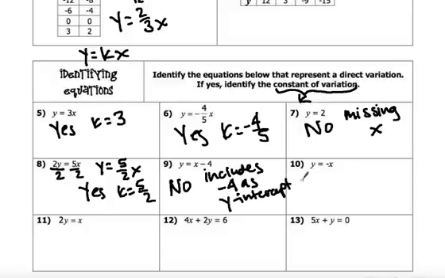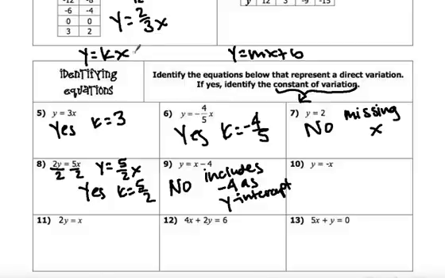Now I said that it includes negative 4 as the y-intercept. Remember when we talked about y equals mx plus b? And we talked about how that was going to be a straight line. Y equals kx, which is our direct variation, is very similar to y equals mx plus b. The only difference is this one's missing a b. Well, remember that b represented our y-intercept.